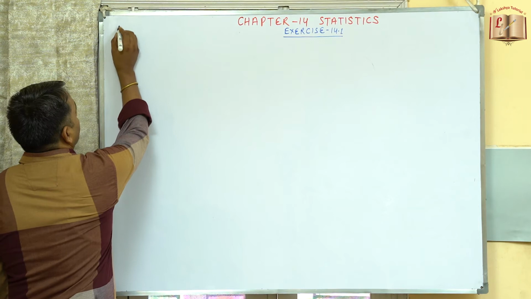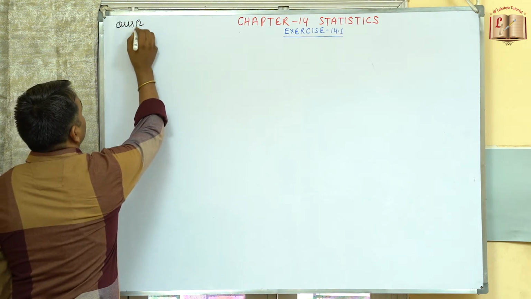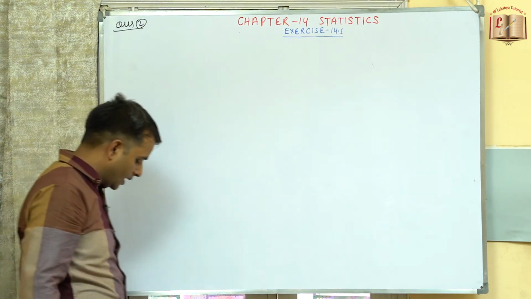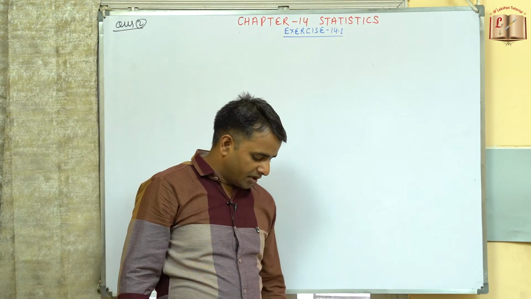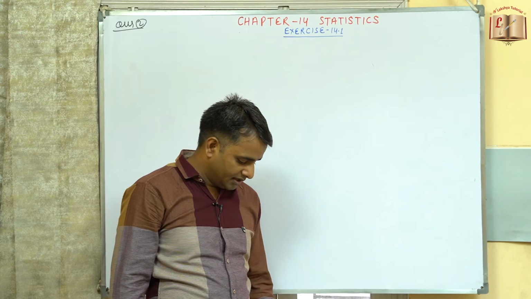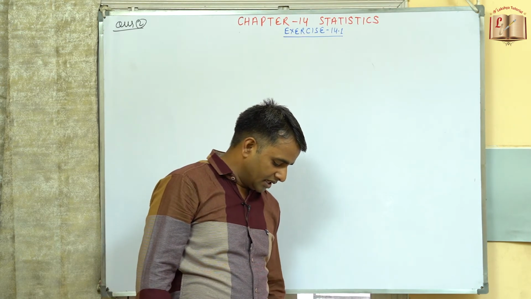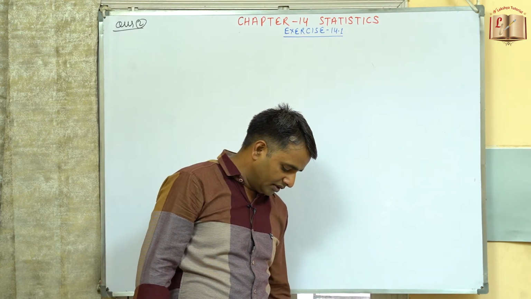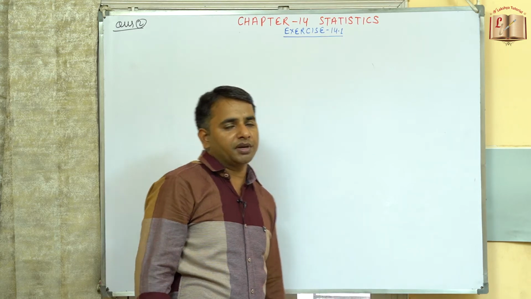So now coming to question number 2. Consider the following distribution of the daily wage of the 50 workers of a factory. So daily wages is given and the number of workers. We need to find out the mean by an appropriate method.